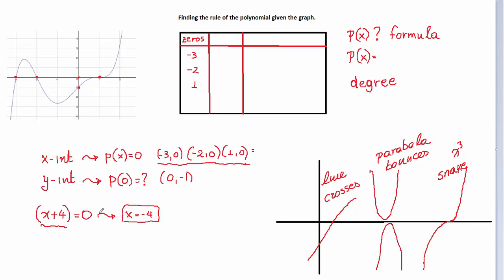This relation goes backwards as well. So, if negative 4 is a 0 for a polynomial, then x plus 4 is a factor of that polynomial. Based on this information, we can now set up all the factors of this polynomial and enter them in our table. For negative 3, the corresponding factor will be x plus 3. For negative 2, it's going to be x plus 2. While for 1, the corresponding factor will be x minus 1. So now we have the factors of the polynomial.